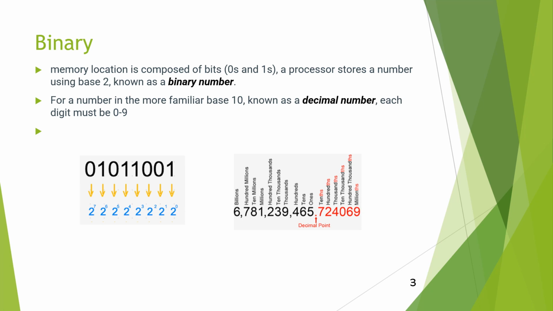So each bit, like the one from the right, is considered to be 2 power 0, 2 power 1, and so on. And coming to decimal, it is ones, tens, hundreds, thousands, 10,000s.